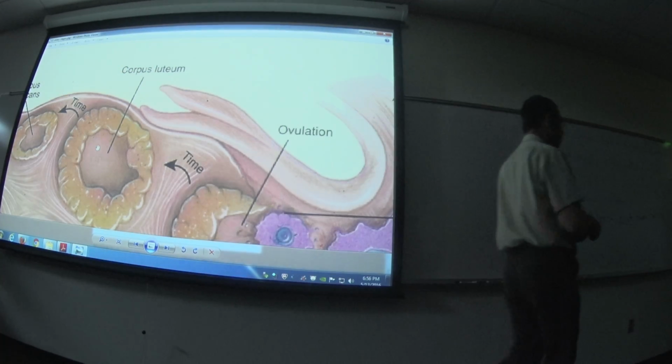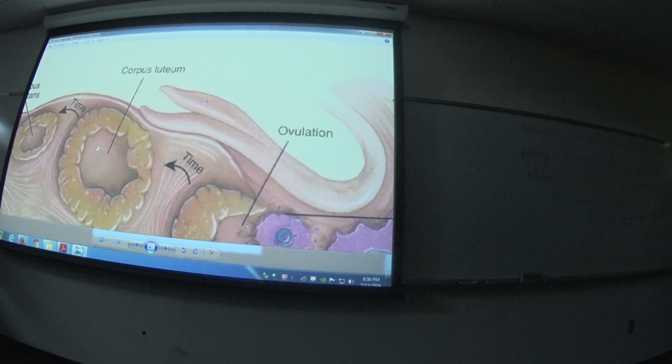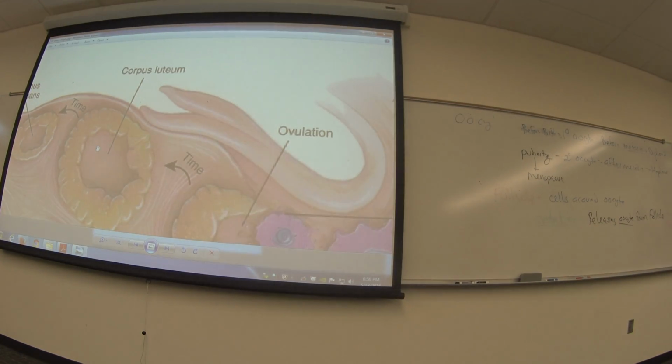So let's put that on the board over here. Corpus luteum. Or corpus luteum. You'll hear both of them. What is that? That's the, I'm sorry, not the, yeah, that's the empty follicle. So one second. Empty follicle.